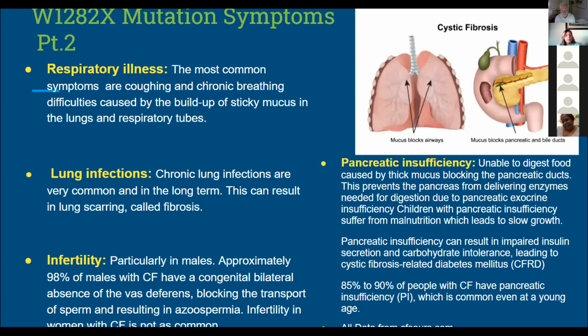Some other symptoms that this mutation would be associated with are respiratory illnesses. The most common symptoms for cystic fibrosis are coughing and chronic breathing difficulties caused by the buildup of sticky mucus in the lungs and respiratory tubes. That also leads to lung infection. Chronic lung infections are very common, and in the long term, this can result in lung scarring called fibrosis.